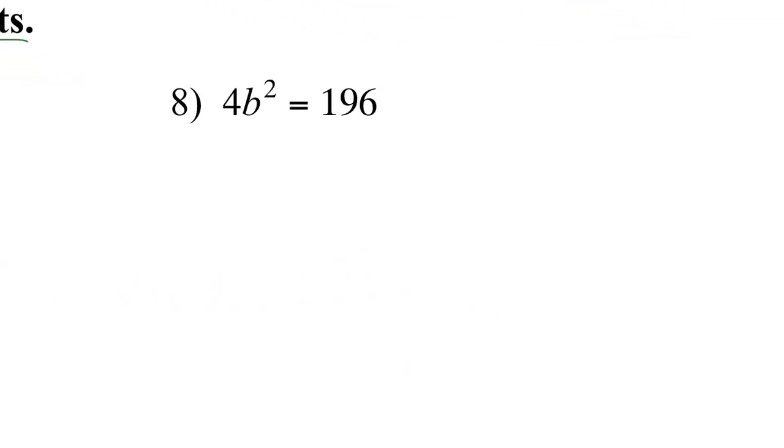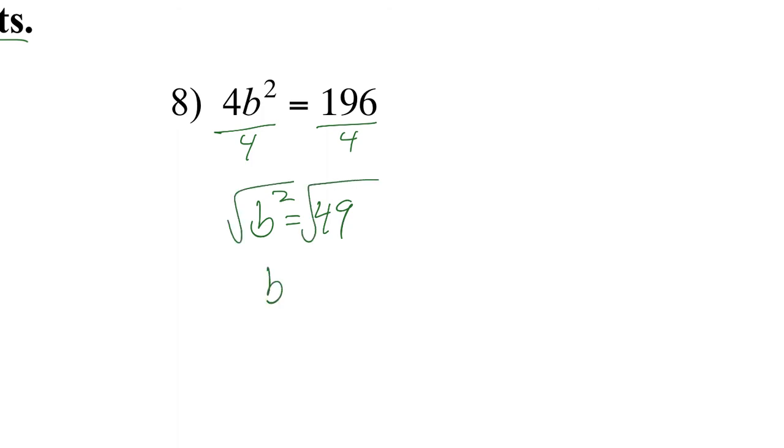Okay. Again, I'm going to solve for the variable squared, so I'm going to divide by 4. So b squared equals 196 divided by 4. That's 49. And now I'm going to take the square root on both sides, and b equals plus or minus 7. And that's it for this lesson.